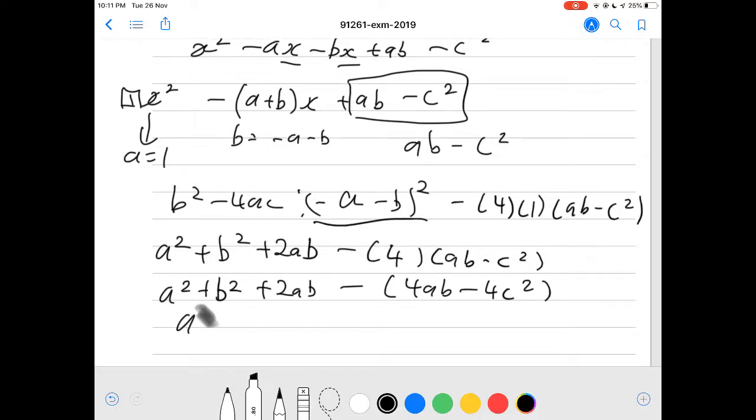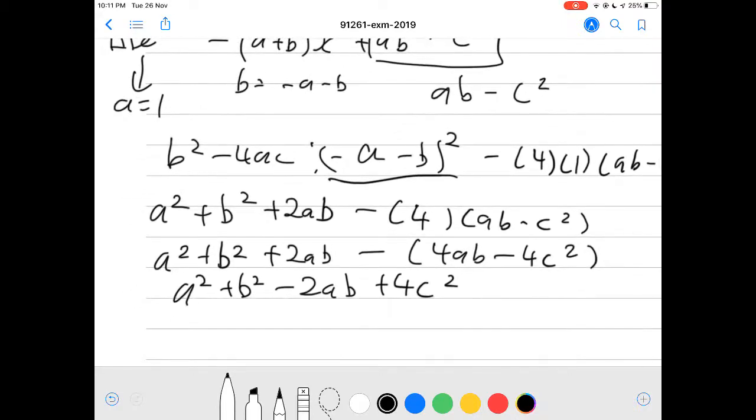Alright, so you can get into your final stages of simplifying. So a squared plus b squared, 2ab minus 4ab becomes negative 2ab. Negative and negative 4c squared make positive 4c squared, so plus 4c squared. And that is your b squared minus 4ac. Right now in this form, it might be really hard to see how this is going to be greater than 0.